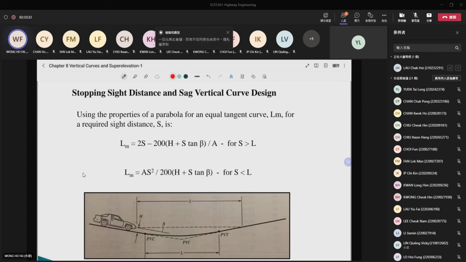And then it can be derived that LM is equal to 2S minus 200, and then H plus S times tangent beta over A. Again, A is the difference between the two tangents. And then beta is the angle of the beam light of the vehicle, while S is the sight distance, and H is the height of the light of the vehicle. Again, there's one expression for S larger than L, and then there's an expression for S smaller than L.